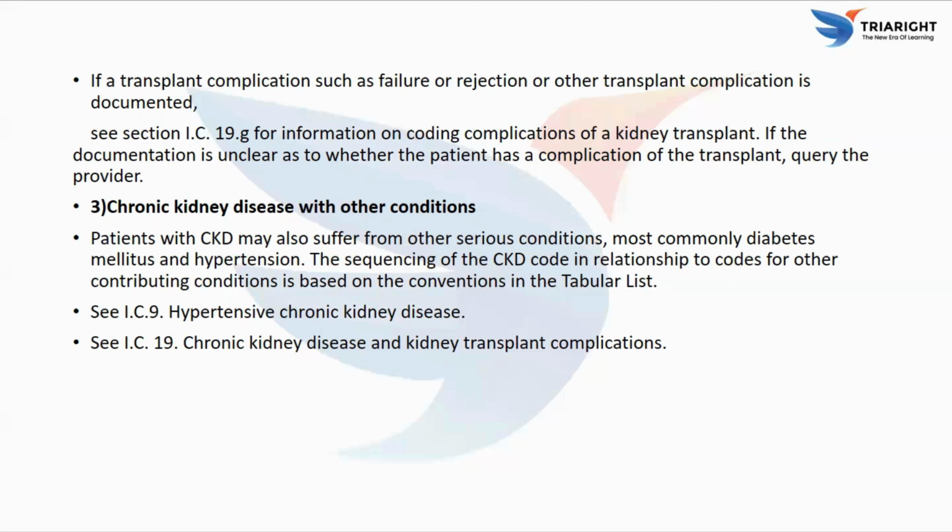Looking at an example, if the CKD is due to hypertension, you have to code hypertensive CKD first, then code the stage of CKD, whether it is the first, second or third stage. If CKD is due to diabetes, code diabetes with kidney complications, in the range E11.22, first, then code the stage of CKD secondarily. This is how you assign the codes whenever CKD is associated with other serious conditions. So this is about the guidelines for genitourinary system diseases.